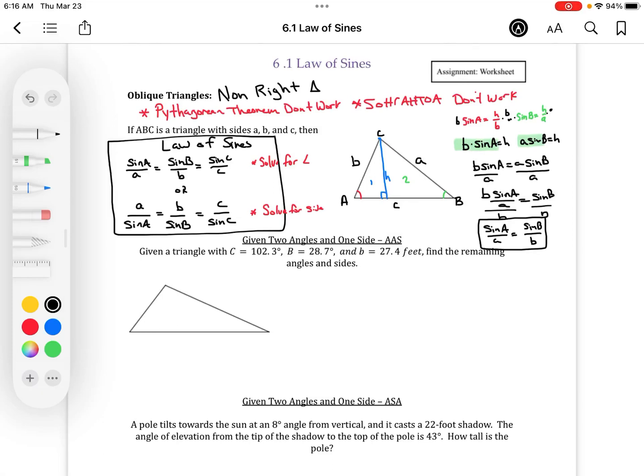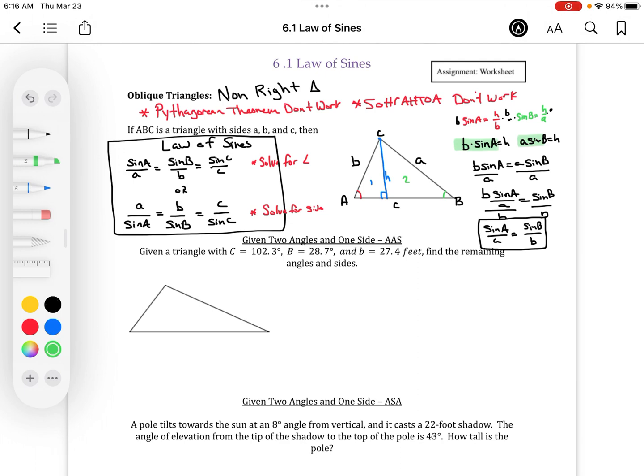All right, part two, we're going to start looking at problems. And there's a lot of different types of problems throughout this section, just because there are different situations that can occur. Reminders, we're working with non-right triangles, so the Pythagorean theorem is not an option, and SOHCAHTOA is not an option. We've got our law of sines that we just showed in the previous video.